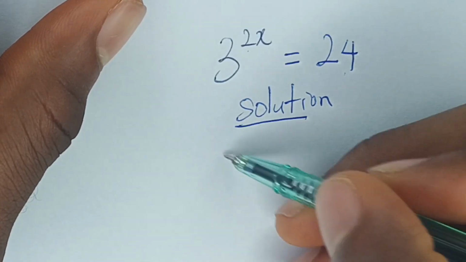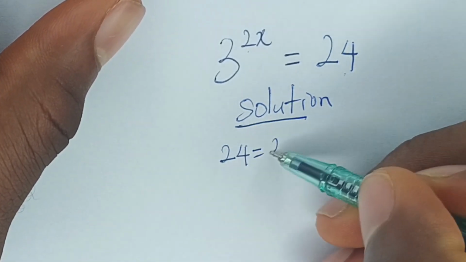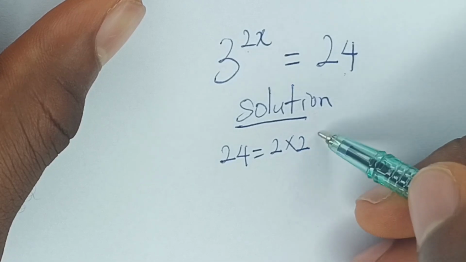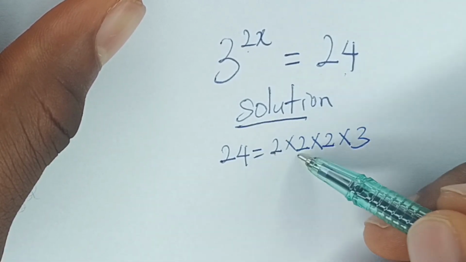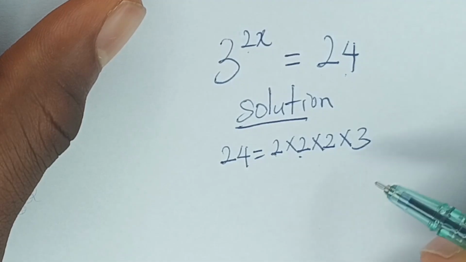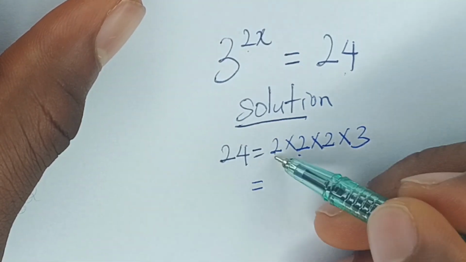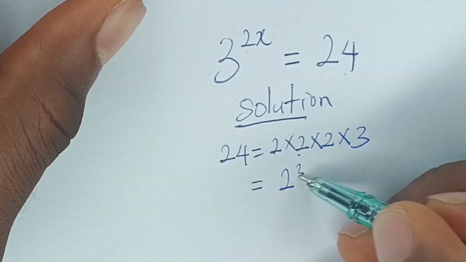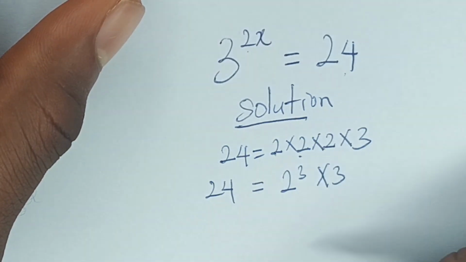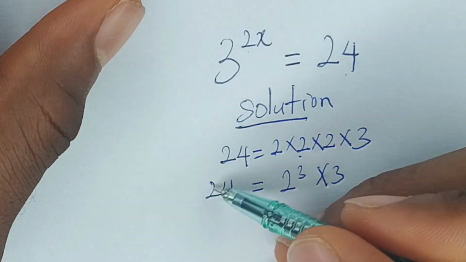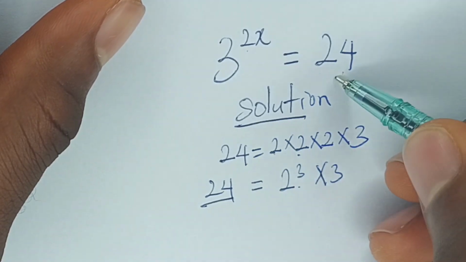So we have that 24 can be written as 2 times 2 times 2 times 3. Okay? So 2 times 2 is 4, 4 times 2 is 8, 8 times 3 is 24. Now, 2 times 2 times 2 is 2 raised to the power 3, times 3, and this is equal to 24. So let's go ahead and substitute this for 24 in this equation.